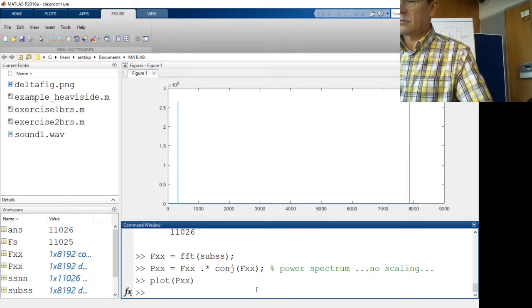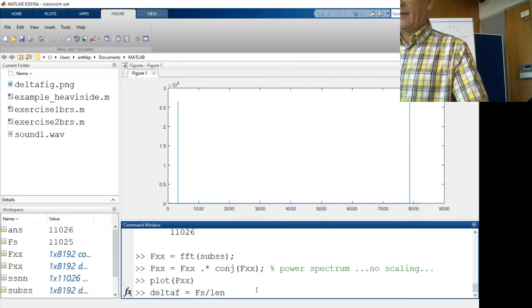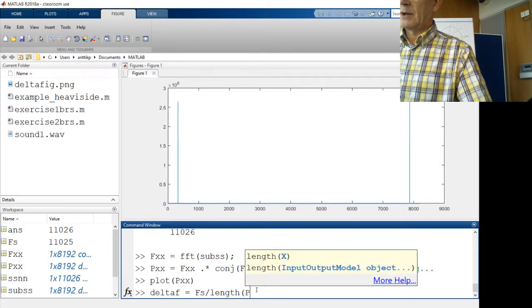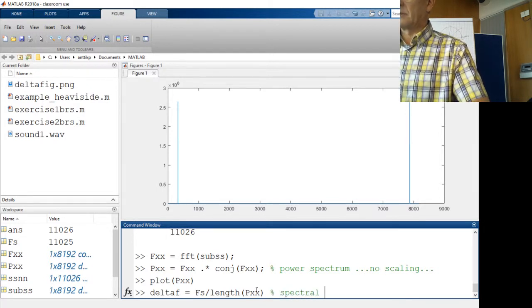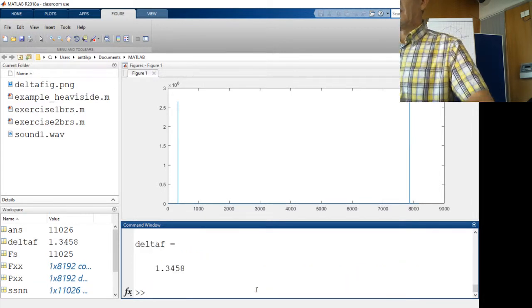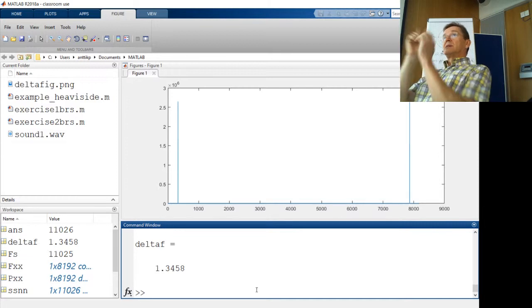So delta f equals fs divided by length of, well, pxx practically. This is the spectral resolution of our calculations. About a little bit more than 1 hertz spectral resolution. And we had exactly 440 hertz. This one already says that, okay, the spectrum has been divided at least into 2 different bins.